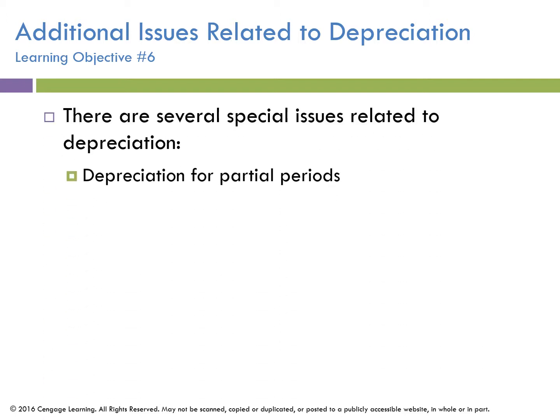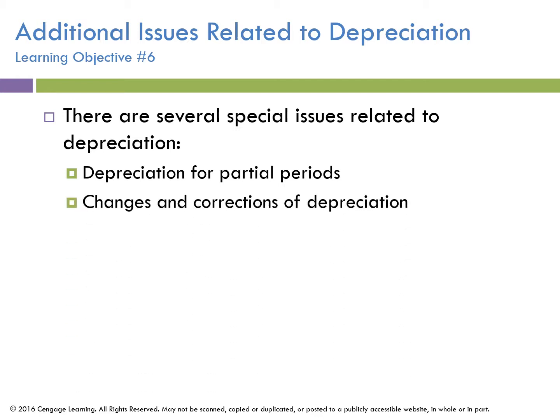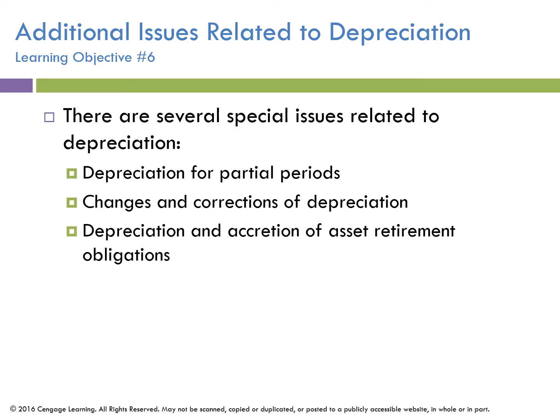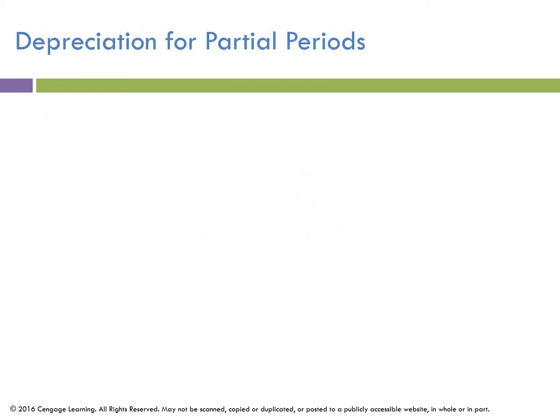Let's take a look. So what if we buy an asset in March in the first year? Partial periods, it's called. What if we need to change or correct depreciation? Depreciation and accretion of asset retirement obligations. So let's take a look.